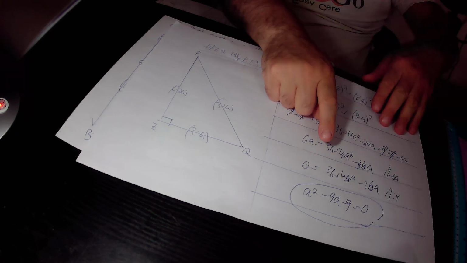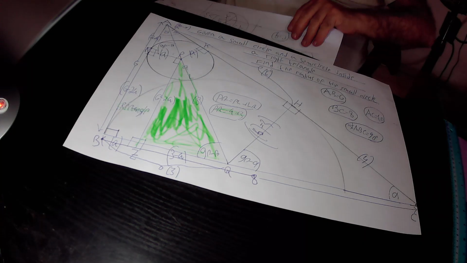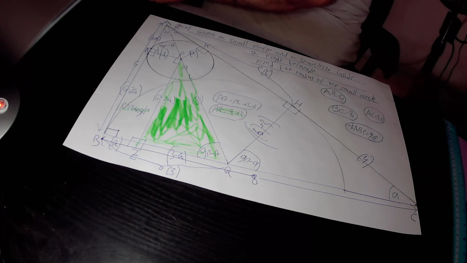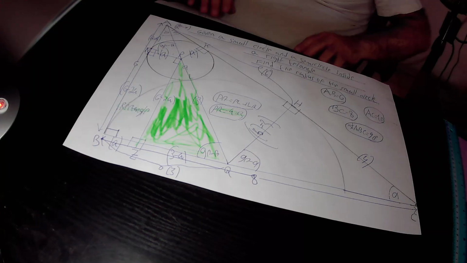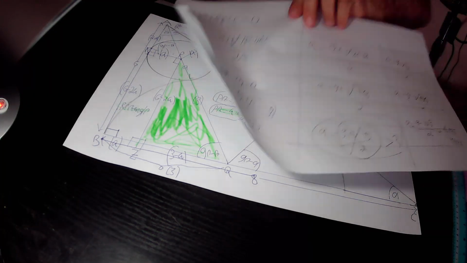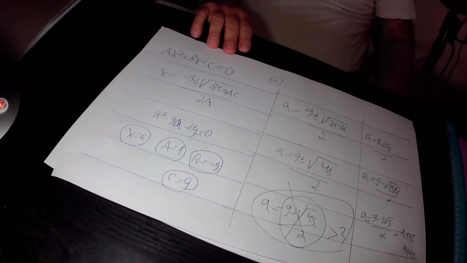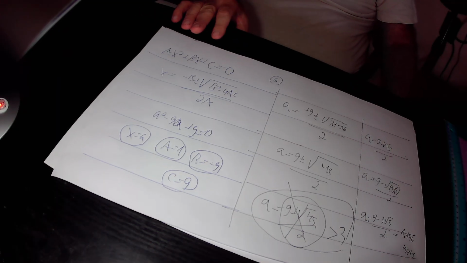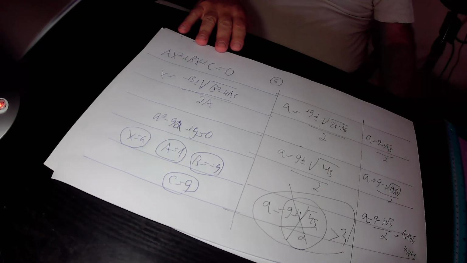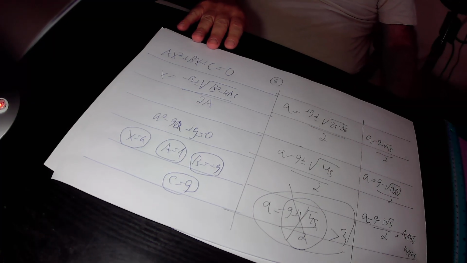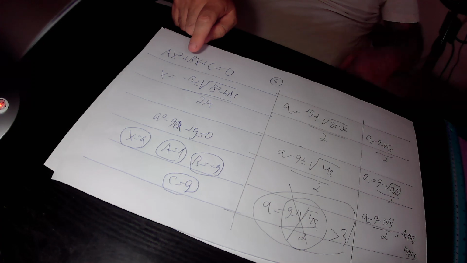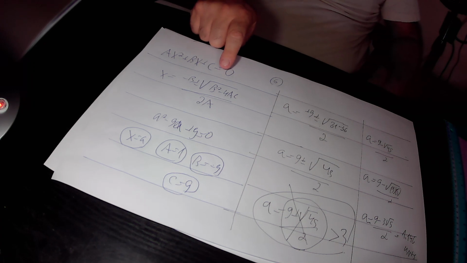So this is a quadratic equation, and the general formula for a quadratic equation is ax squared plus bx plus c equals 0. In this general formula, a, b, and c are the coefficients of the quadratic equation, and x is the variable that we are looking for. We find the value of x according to the following formula: x equals minus b plus minus square root of b squared minus 4ac, over 2a.